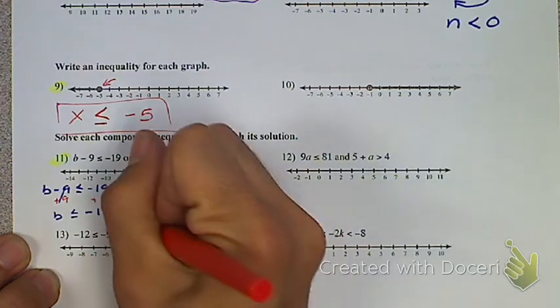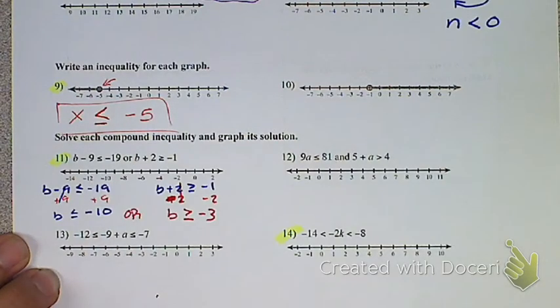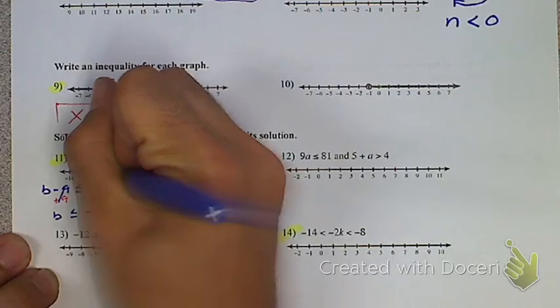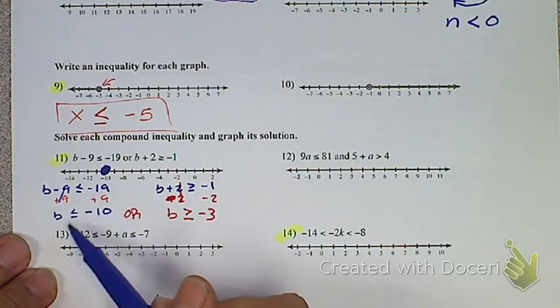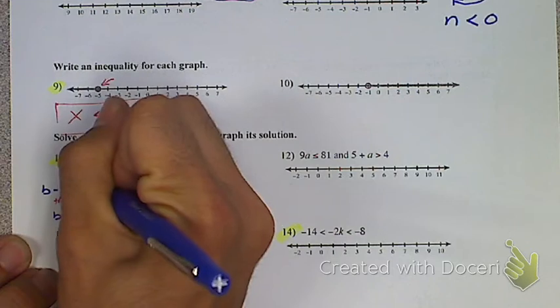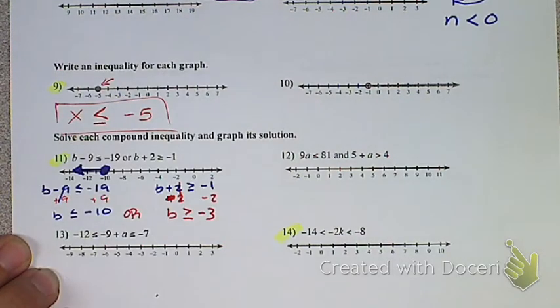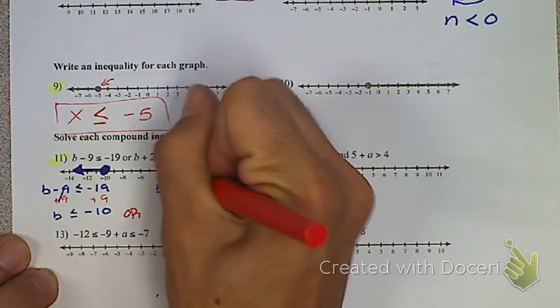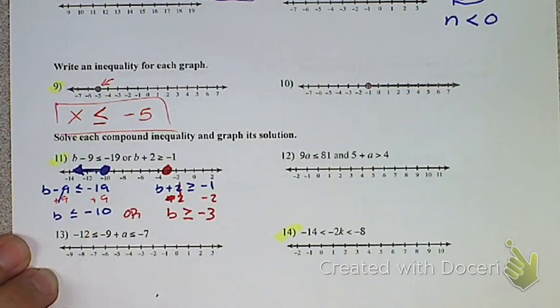This is OR, so they shouldn't be touching. So let's do this one here first. Negative 10, it's a closed circle. It's less than, so it goes to the left. b is greater than or equal to negative 3. So on negative 3, I put a closed circle going to the right.